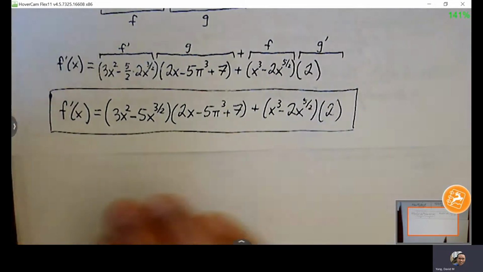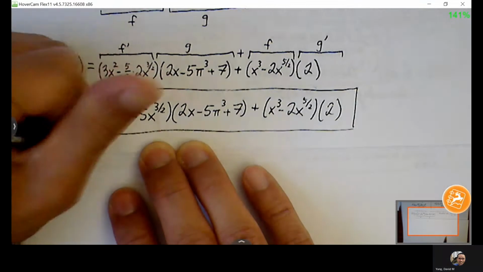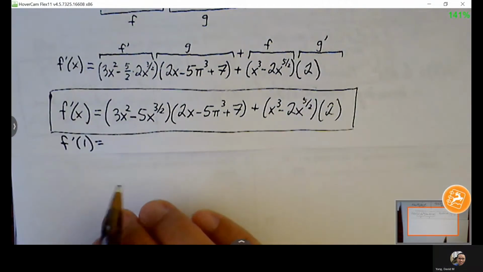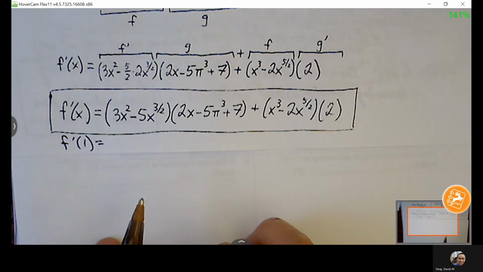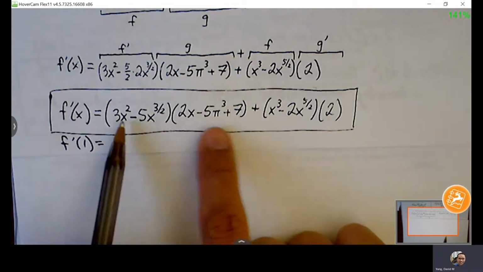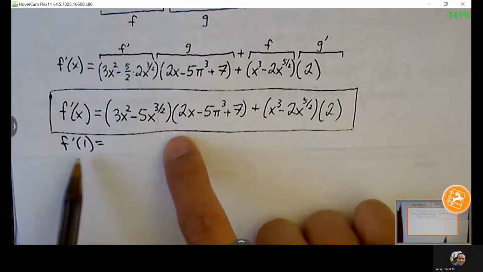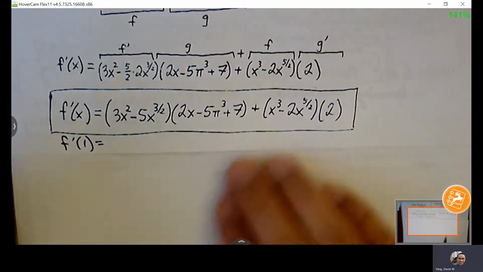What if I extended this problem to say, find f prime of 1? What would you do? Substitute every x with what? With 1, right? So that's going to get you to a slope value.